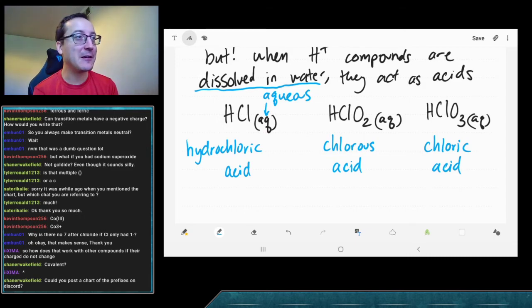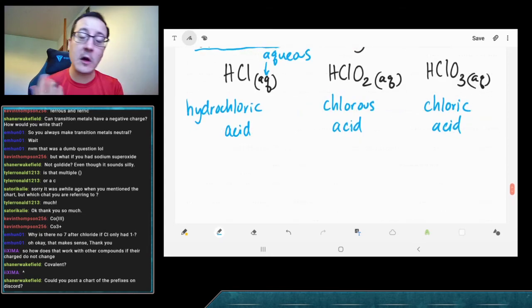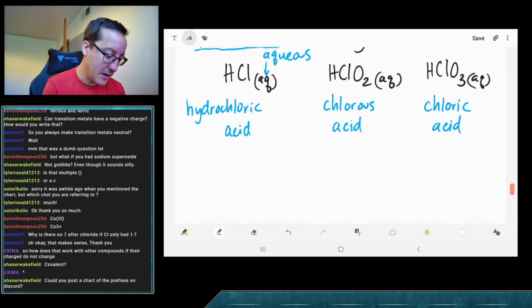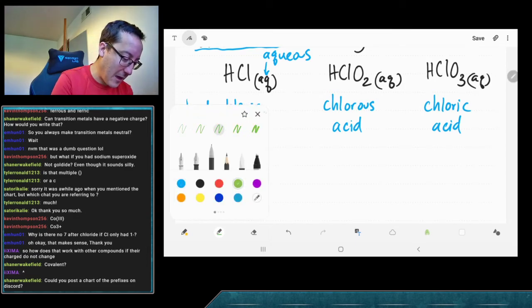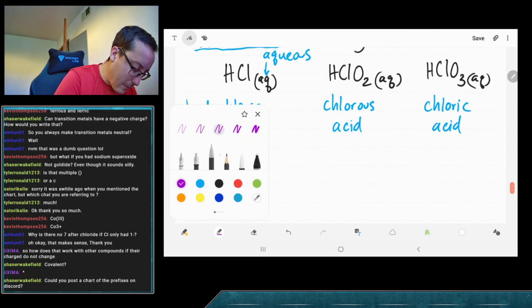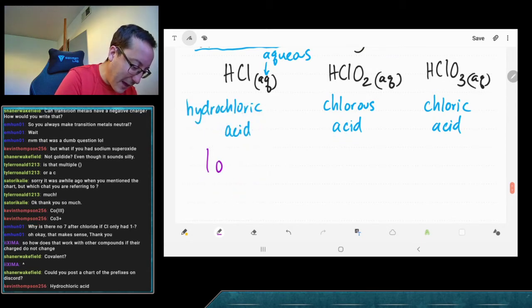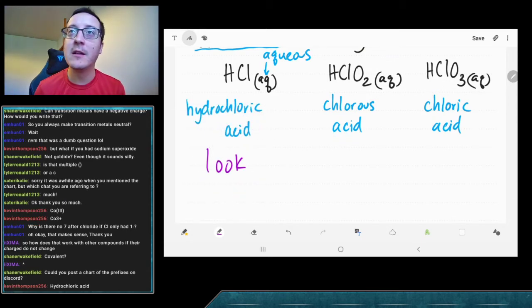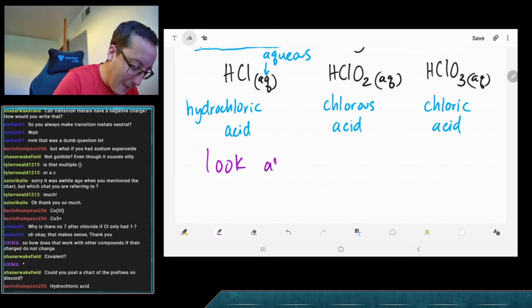It is not going to be completely crazy. There are rules for this. Since all of these acids will have H plus as their positive component, we are going to look at the anion. And just remember, H is going to be H plus with all of these, so we'll get to that. Look at the anion.